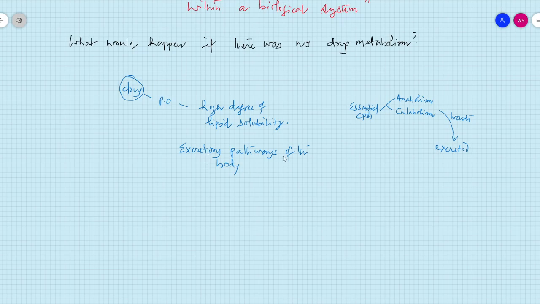So these excretory pathways of the body, which are the ways by which waste is excreted? They are excreted through the kidneys, the lungs, the intestines, the skin. When we exhale, the volatile components are excreted through the lungs. So excretory pathways remove whatever the waste is through these organs.